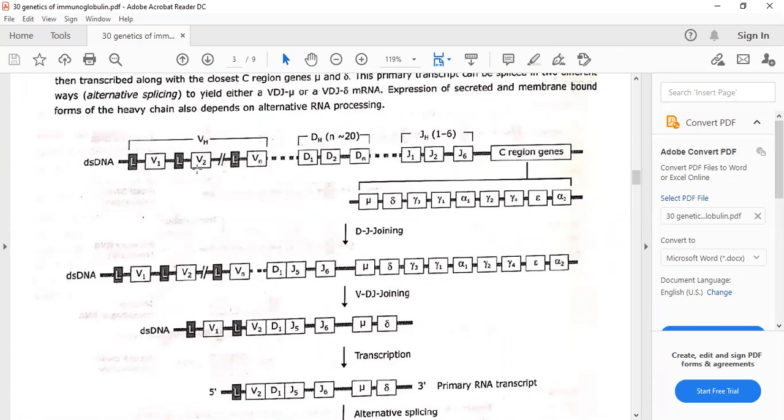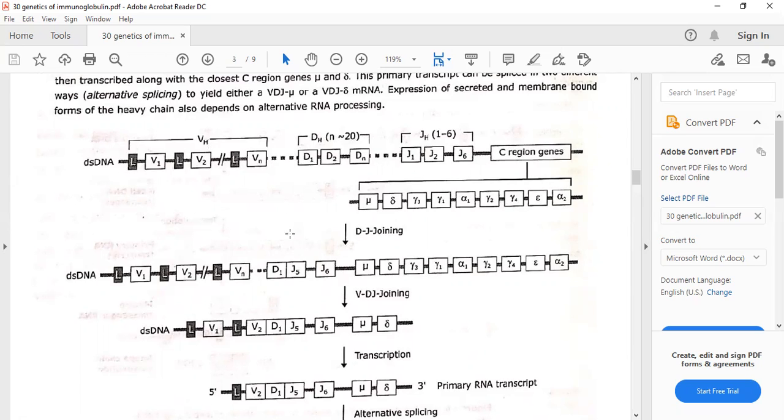Okay, V1, V2, V3, V4, V5, and in the D region D1, D2, D3, D4 up to D20, and in the J region J1. So from these V, D, and J segments, only one single portion will be there. Only one single portion will be there. Suppose V1 will be there, D1 will be there, and J1, mixed together with the constant region, making a complete heavy chain. So how does the recombination occur?